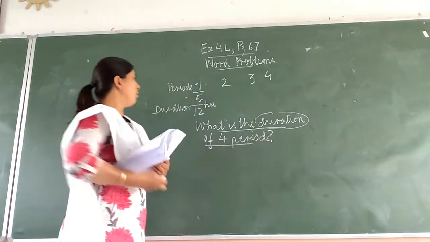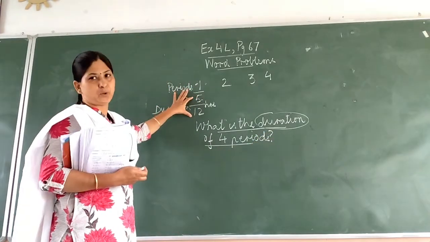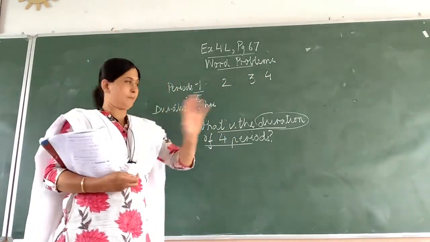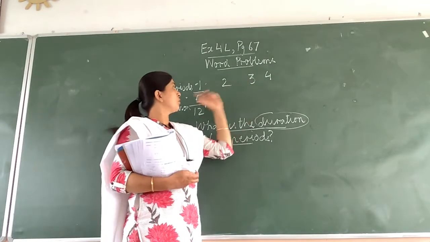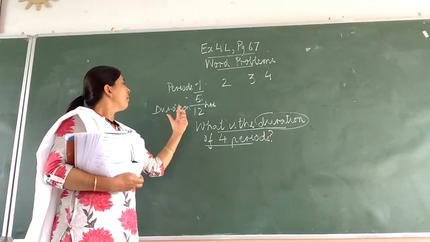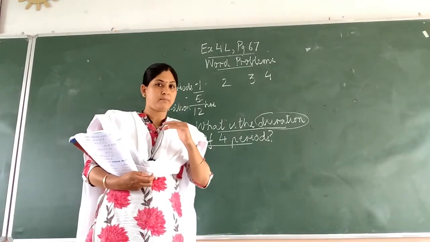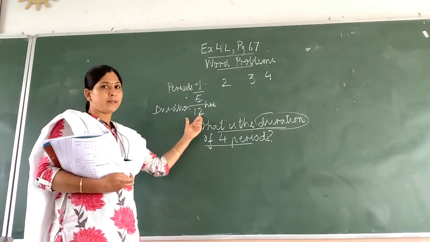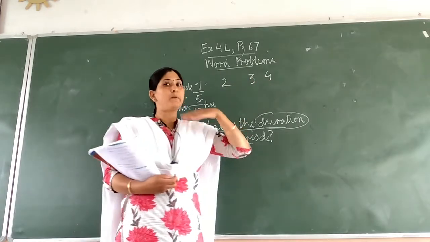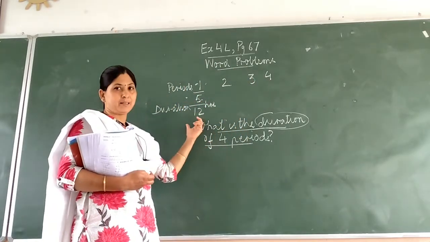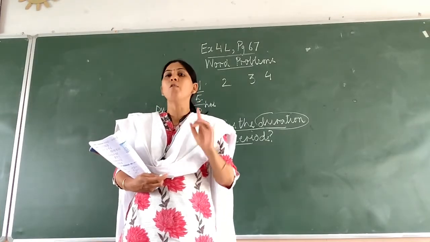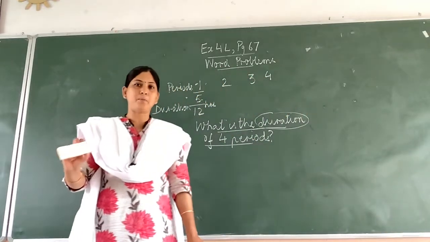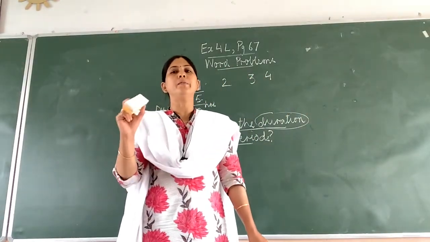Now see, we know that 1 period is of this much duration. 1 period is this much long. So if all periods are of same duration, the duration of 4 periods will be more than 1 period or less than 1 period? Since the duration of 1 period is this much, the duration of 4 periods will be more than this. So for more, what do we do? For more we multiply. Now we know we have to multiply. We read the problem, we understood it, and now we will solve.